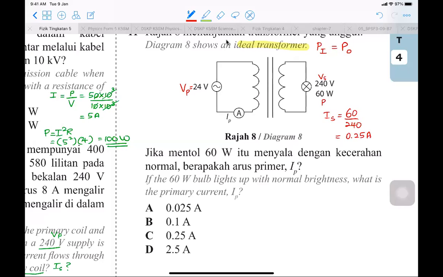Now to find IP, it is based on this one. Power input is equal to power output. So VP IP equals VS IS. But actually you don't need to find IS to answer this question. No need to find. You straight away use the value of 60 to represent the output power to find IP. So what is the value of IP? Did you get the answer for IP?